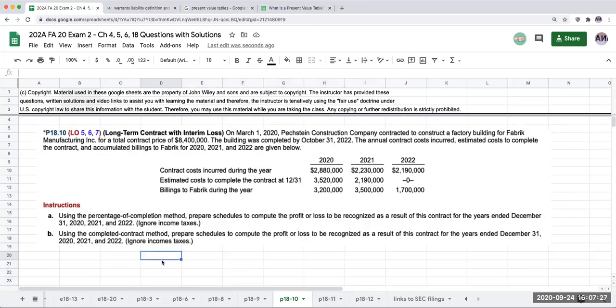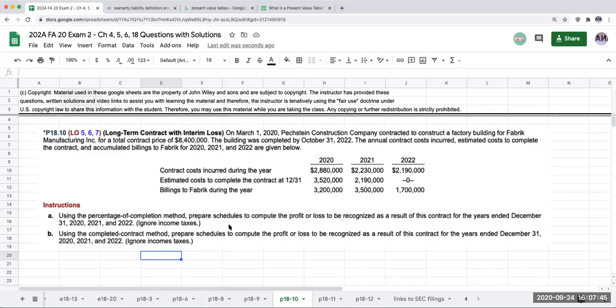So this is a little bit different than the last one we just looked at, mainly because right over here, this is the contract cost incurred during the year, and then the estimated cost to complete. So when we're looking at that cumulative cost, we're going to have to go through and take that into account. Well, let's go ahead and start up here.